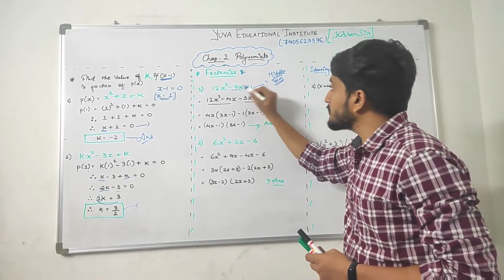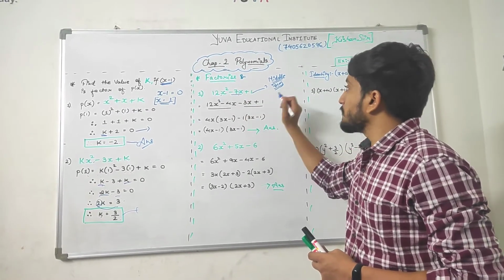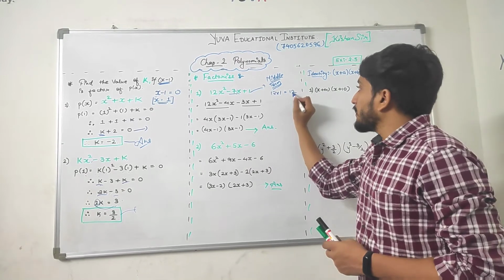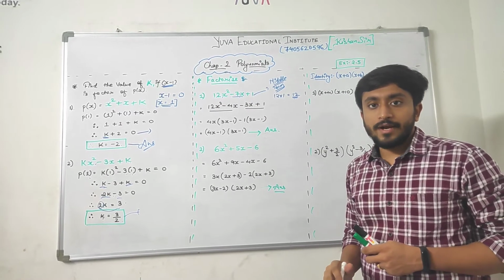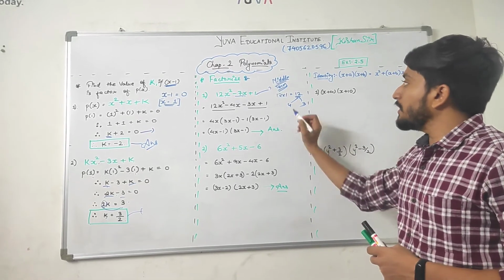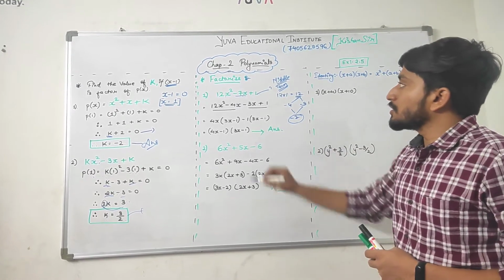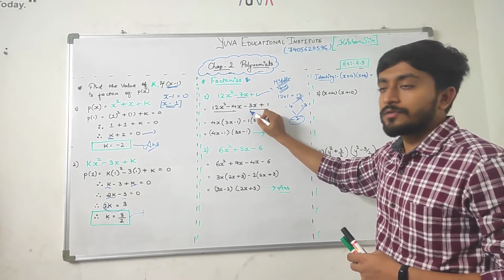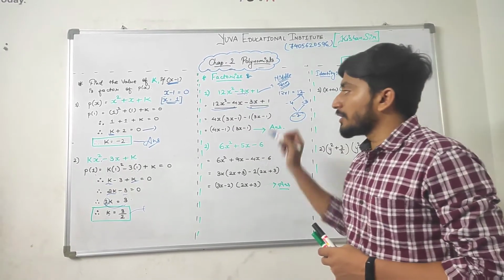Now see, you have the middle term minus 7x. Split in such a way that you take first term into last term, that is 12 into 1, that is 12. Make the factors of 12 such that its addition or subtraction will give you the middle term. So we have factors 4 and 3, and if we add minus 4 and minus 3, we'll get minus 7. Instead of minus 7x, we can write minus 4x minus 3x. Clear? Okay.